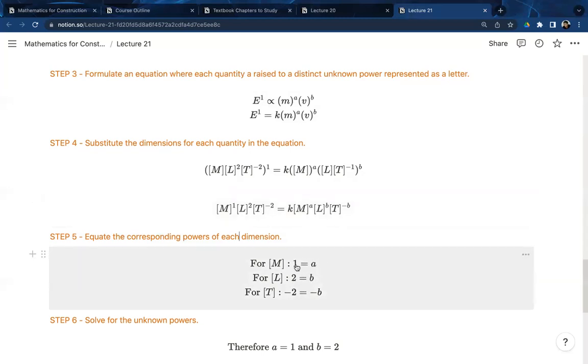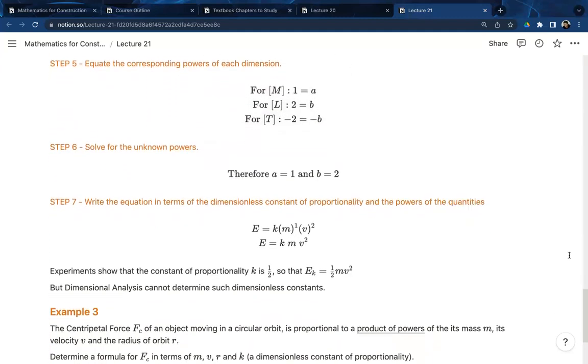Just to show it's consistent, T on the left hand side is raised to the power -2, but T on the right hand side is raised to the power -B. But we know B is 2, so negative B is -2. This last one here makes sense. So it's consistent. So A is 1 and B is 2. That's this next step here. Solve for the unknown powers. A is 1, B is 2.